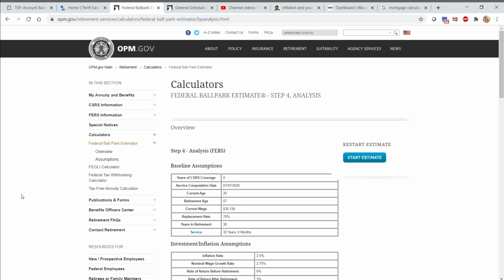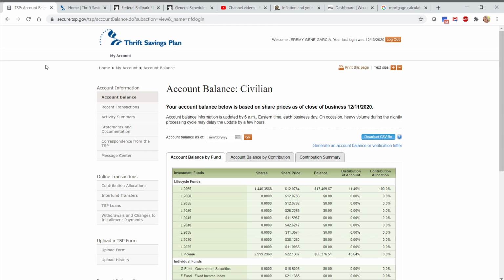It's really just a calculator that will show you how much you will have in retirement if you put aside a certain percentage of your income every year. So I'm going to go over how to use it and how to interpret the output results. Before I do that, I'll give you guys a brief summary of what I've been doing in my TSP.